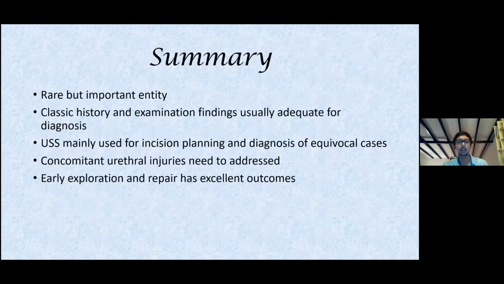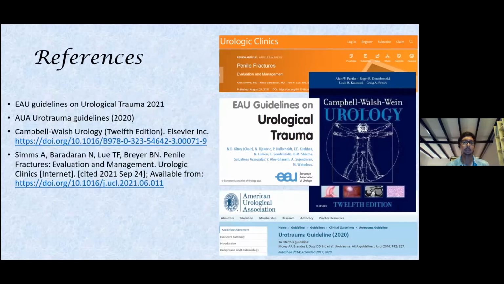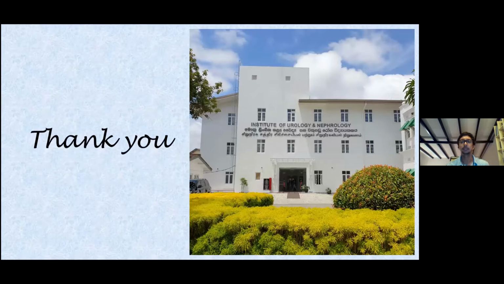So in summary, it's rare but important. Classic history and examination usually will lead to the diagnosis. Ultrasound may be used judiciously for localizing the lesion as well as in equivocal cases. Urethral injuries have to be addressed, as I stressed a couple of times, and early exploration and repair has excellent outcomes. So these are my references, and thank you.